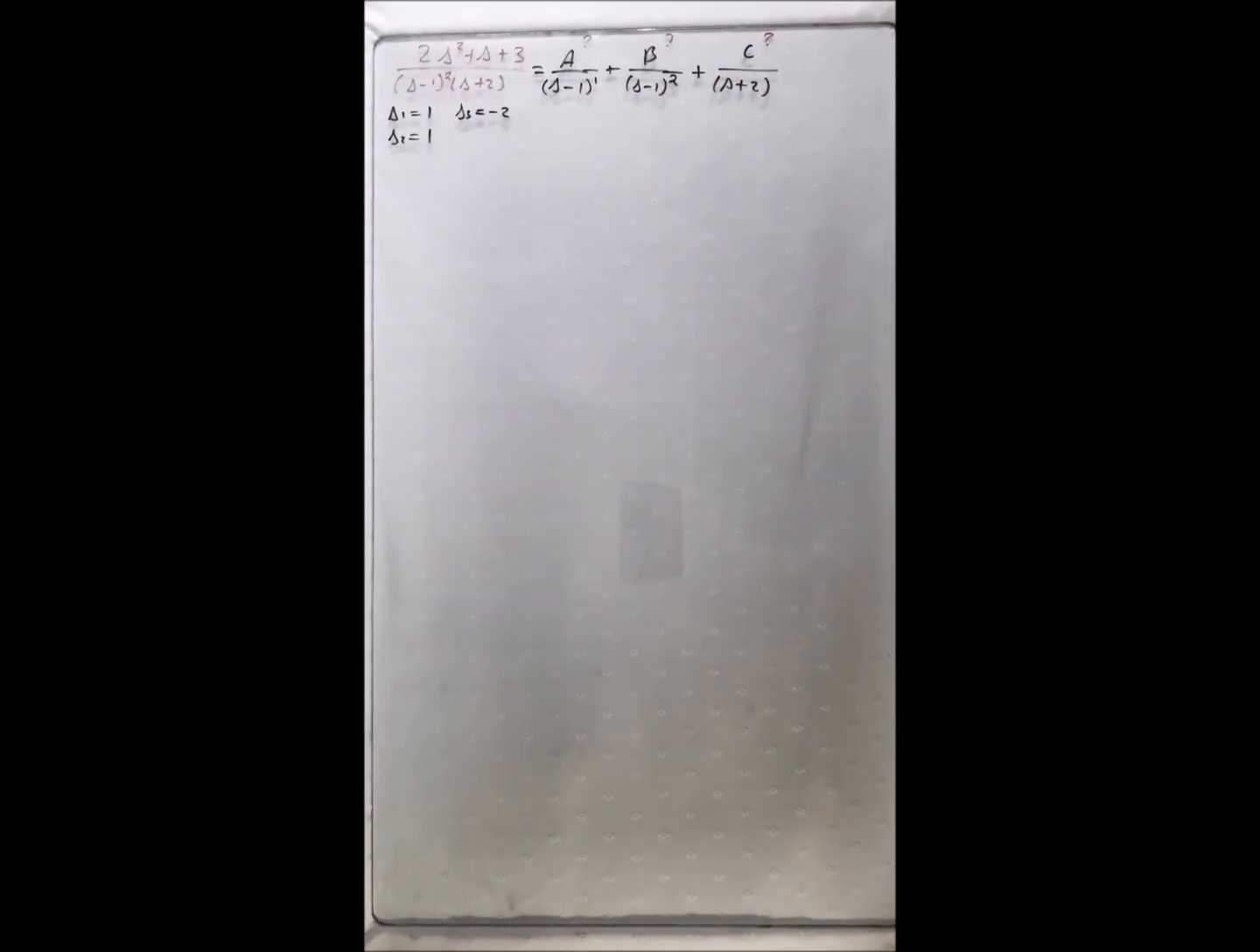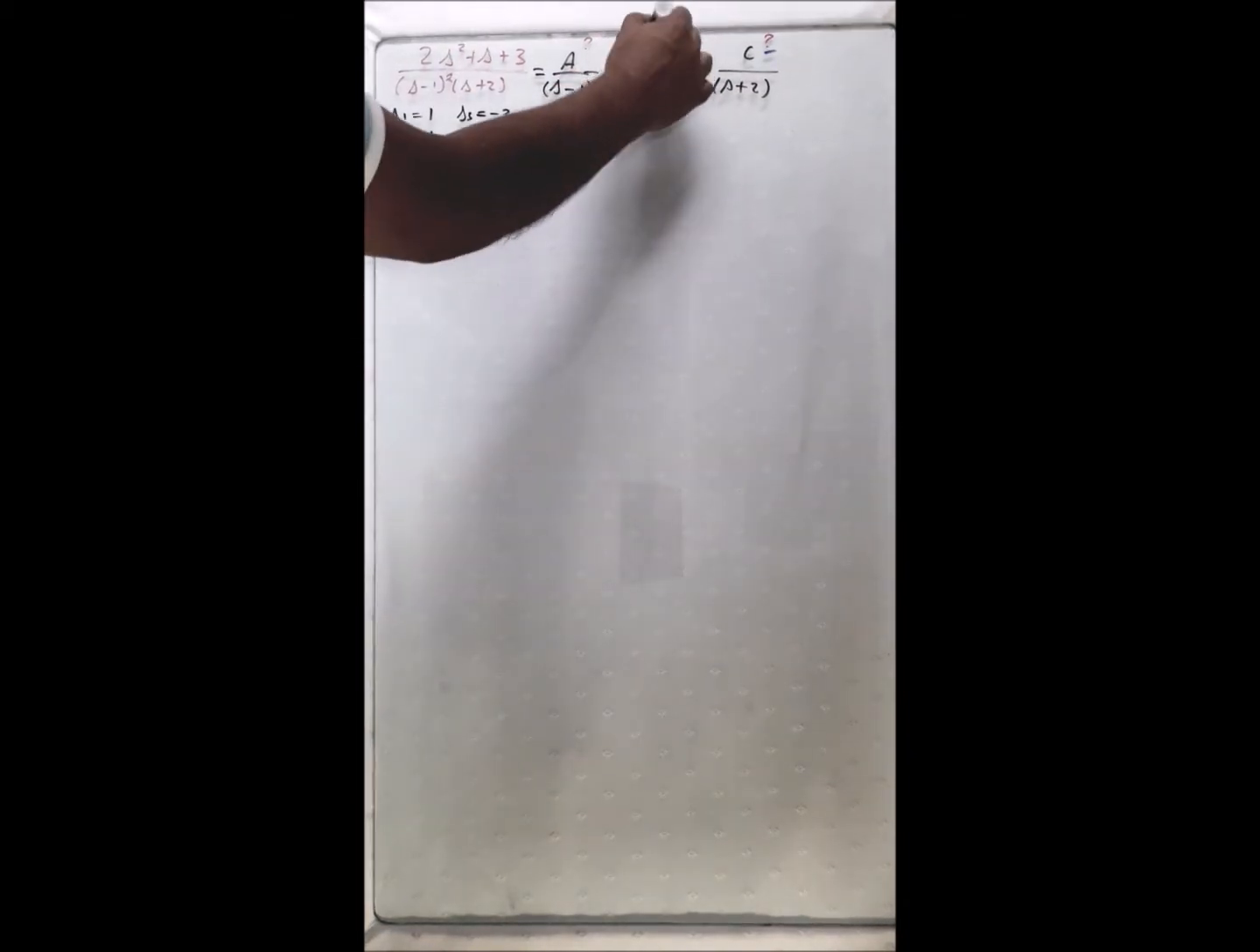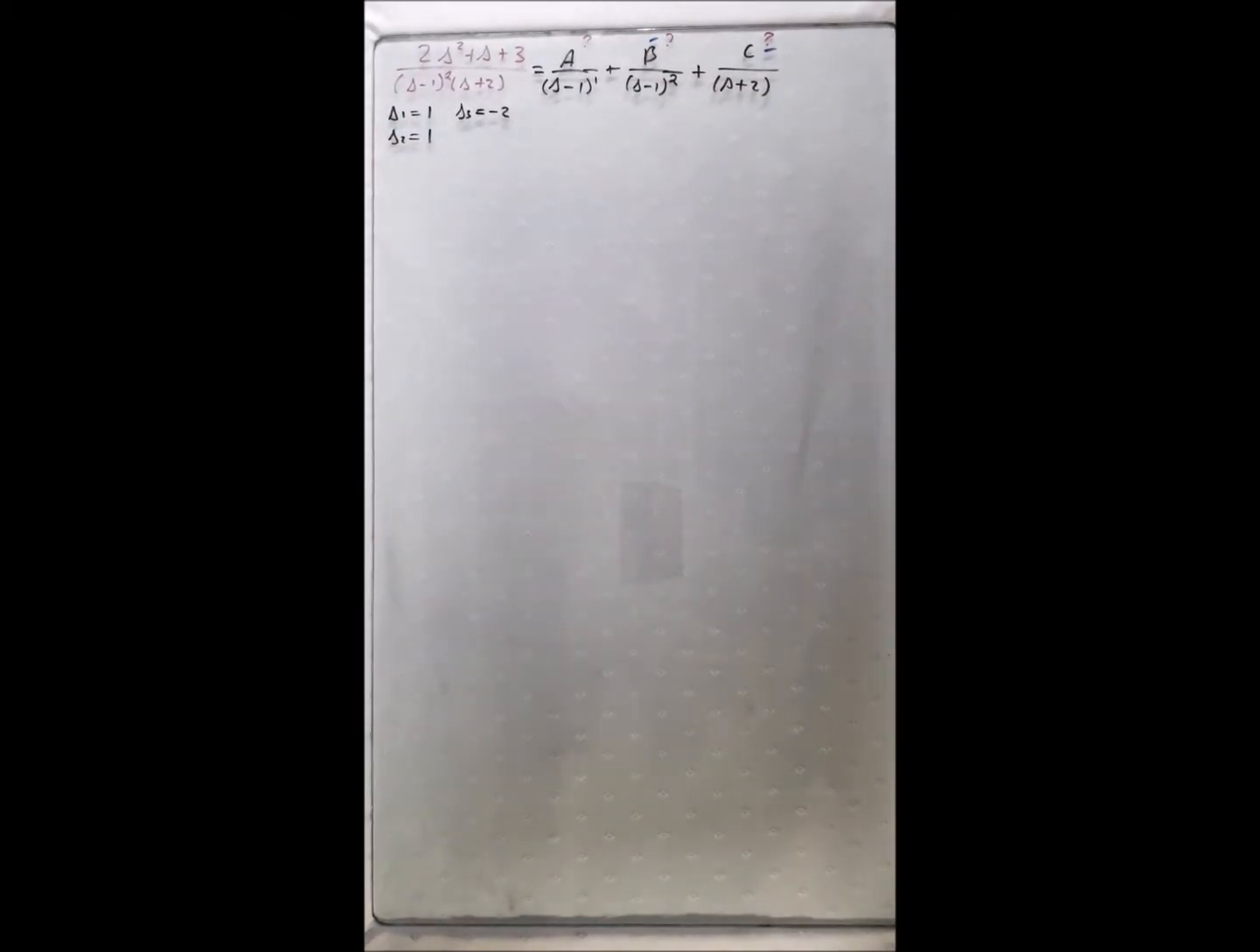From the previous example, we saw the Heaviside method to find the values of A, B, and C. We can use that method, but only partially. We can find the value of C, and we can find the value of B, but we cannot find the value of A. Okay, so let's use it for the value of C.